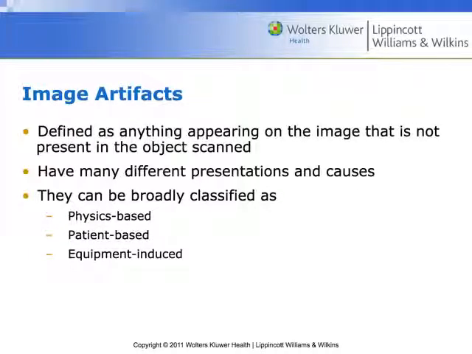Artifacts. Anything that appears on the image that is not there in the object that we scanned, we will call an artifact. We can see a bunch of different kinds of artifacts on CT images. We can largely classify them as physics-based, based on the physics of photon interaction with matter. They can be patient-based, the way the patient's sitting, or the presence of car keys in their pocket, or it can be equipment-induced. So there can be actual noise that's produced by the CT scanner while it's acquiring images.